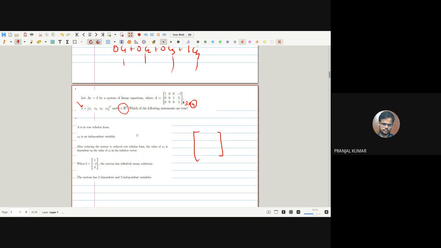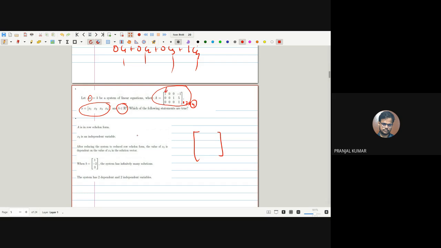Okay, so let's see this question now. Let Ax = b be a system of linear equations where we have been given this matrix, x is the input vector, and b is a vector in R3. Obviously, you can see it will belong in R3. Which of the following statements is true?